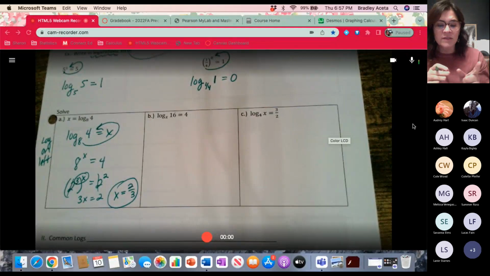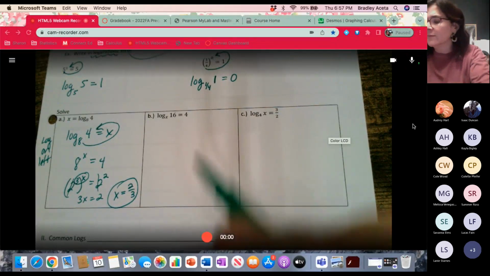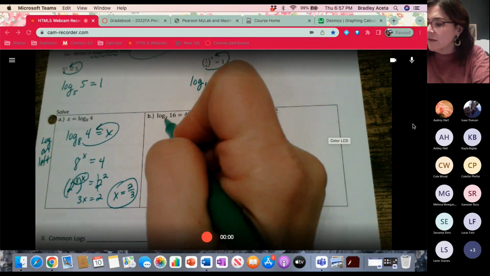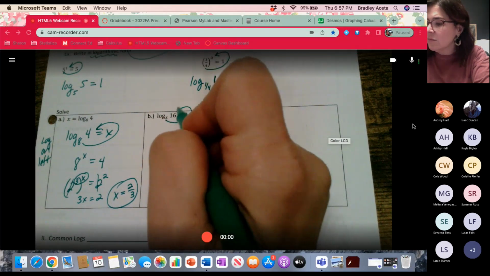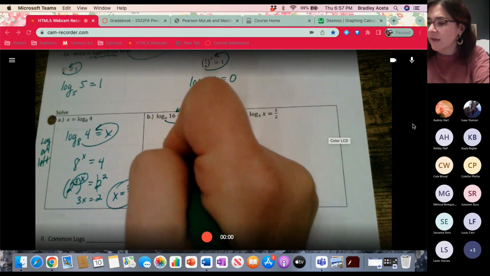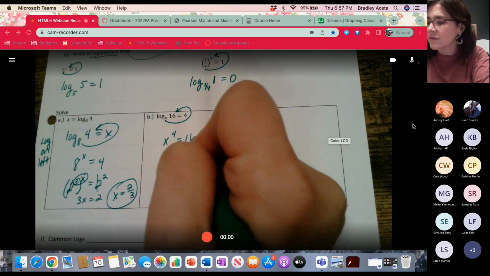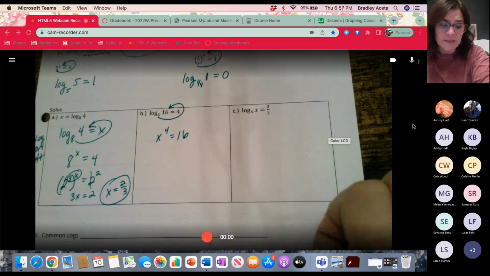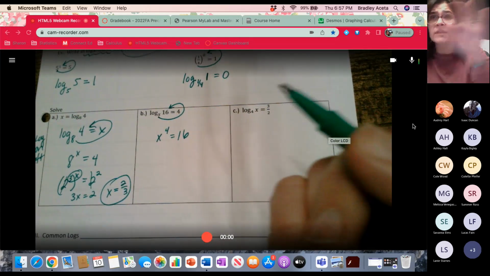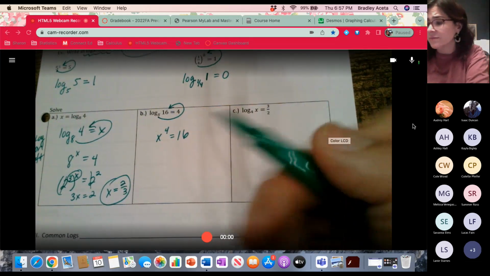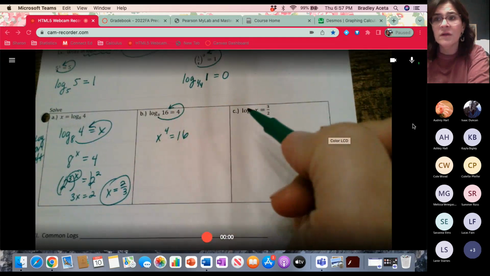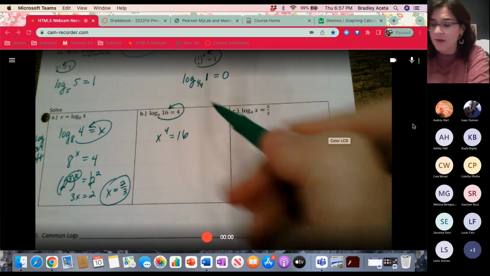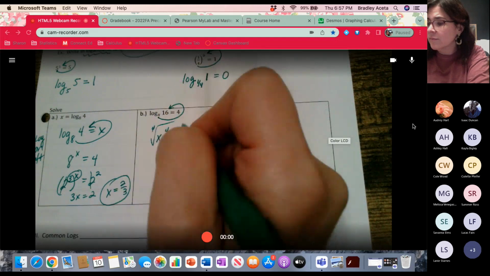So one log, one side, you go around. Let's do that again. Here's my base x, wrap it around, point. x to the 4th power equals 16. Well, now this is one that we can solve. We've been solving this for a couple of sections. How do I undo a 4th power? I just take a 4th root.